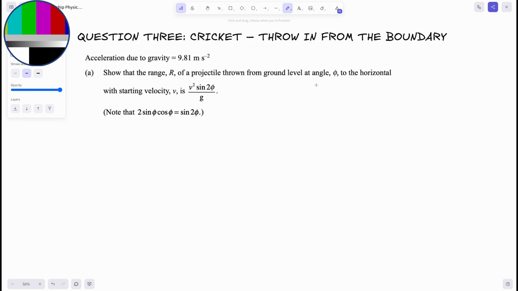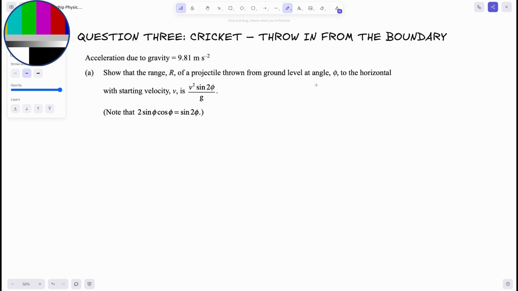Show that the range r of a projectile thrown from the ground level at angle phi to the horizontal with a starting velocity v is that equation there. So this is the range equation. I have made a video on that on my channel. It's in deriving formula. I think it's like 6 minutes in or so, but I'll still go through it in this video as well.